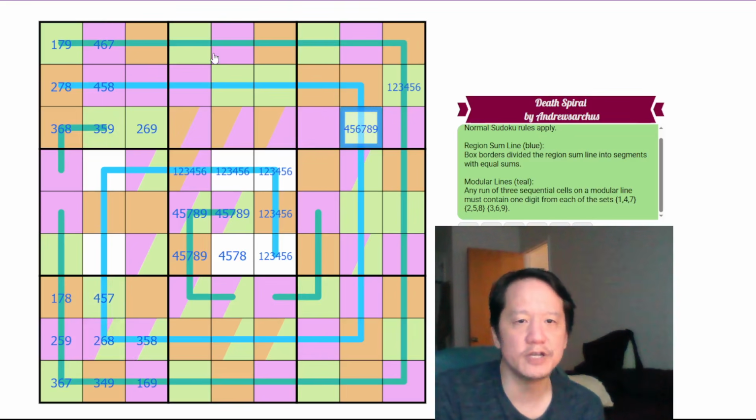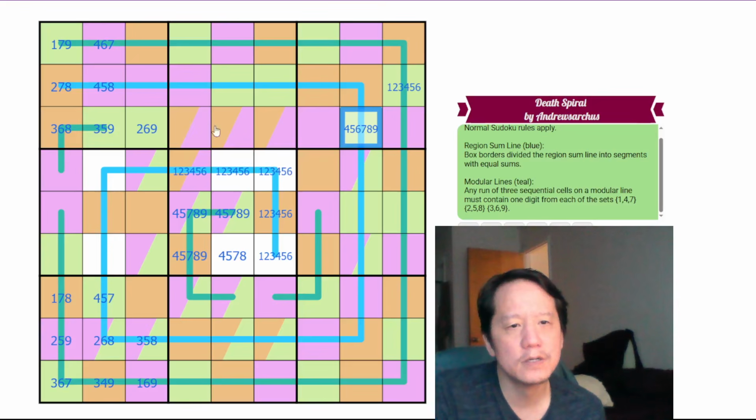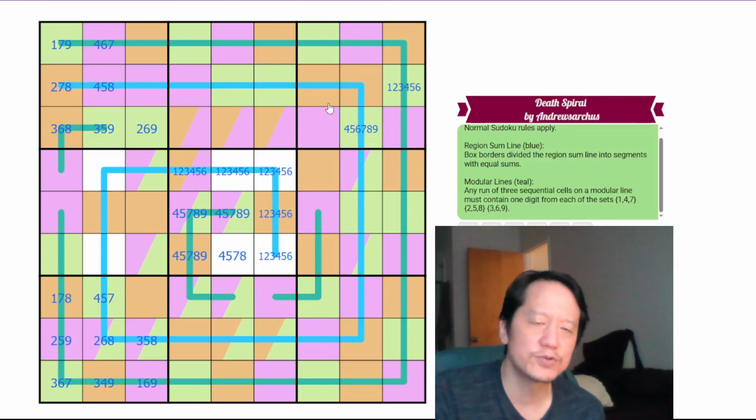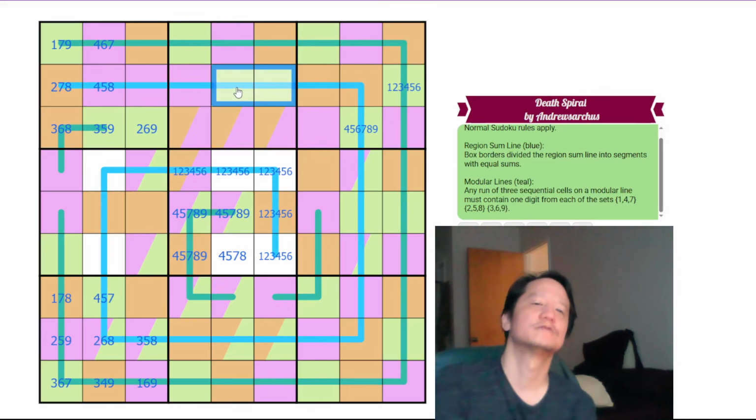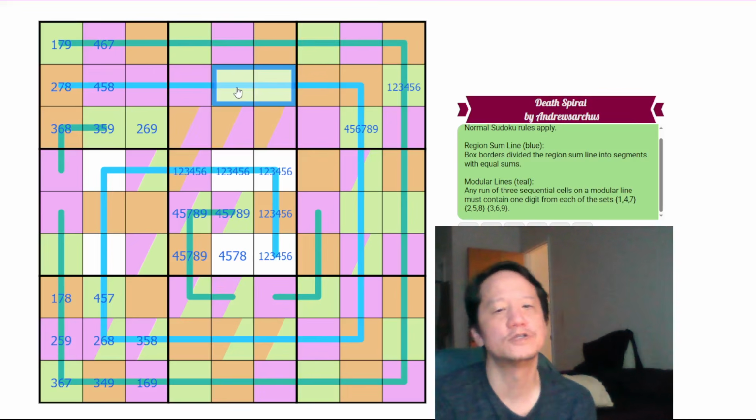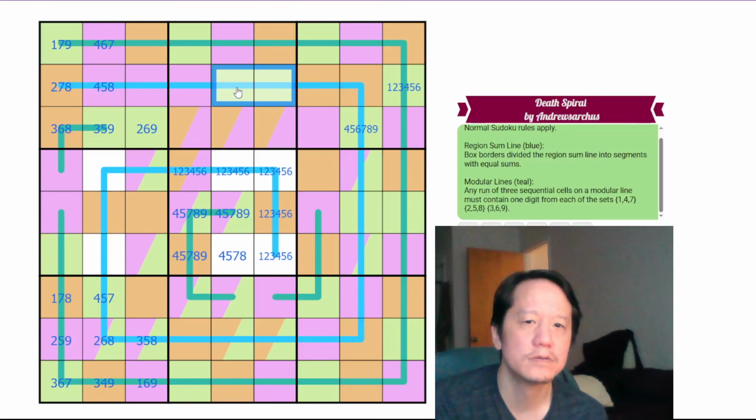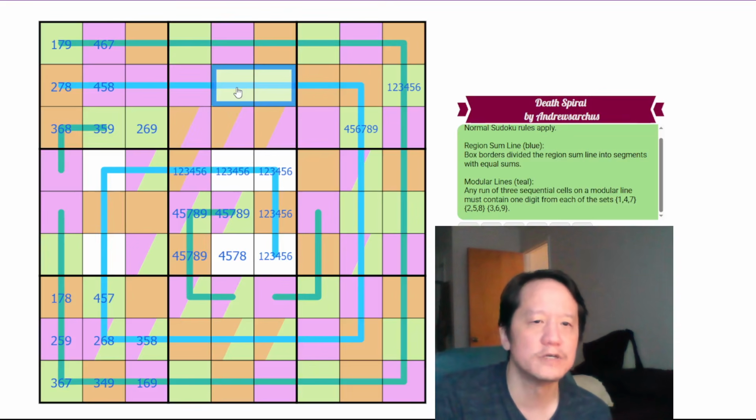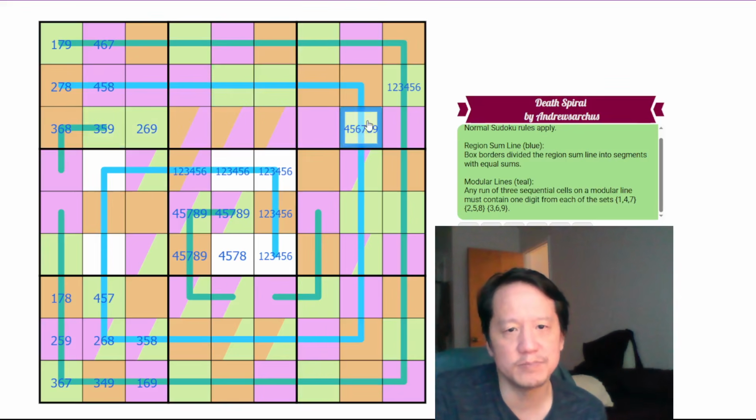Okay, so this green. Oh. Hold up. No, that's wrong. This green is on this set. Interesting. Because it cannot be either of these. This must match this cell here, then.